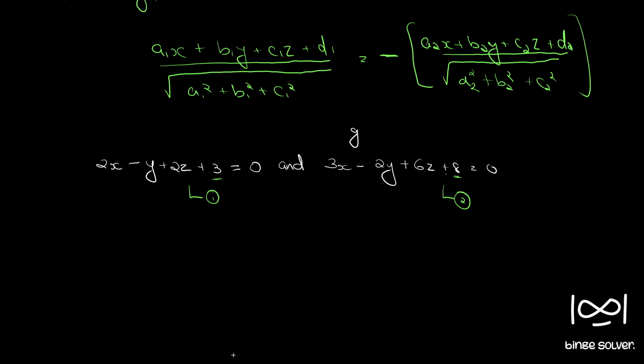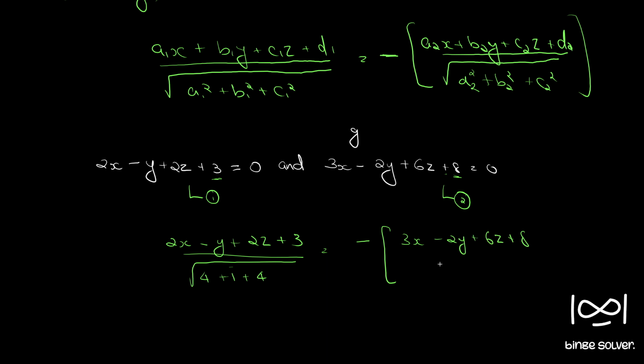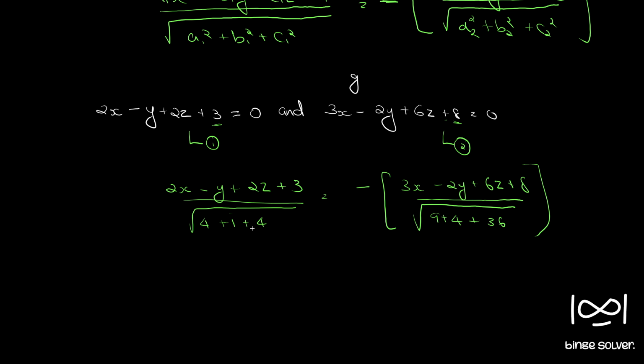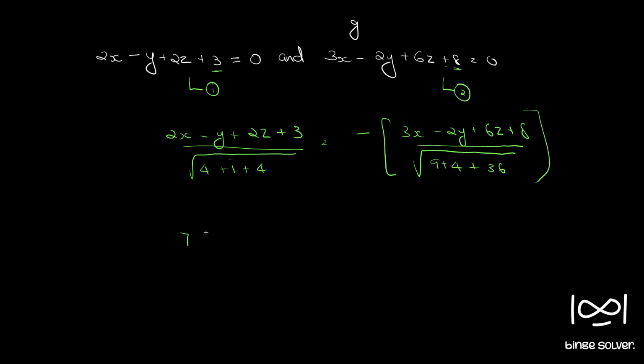From this we can form the equation. (2x - y + 2z + 3) by root of (2 square 4, plus 1, plus 4) equals minus (3x - 2y + 6z + 8) by root of (3 square is 9, 2 square is 4, 6 square is 36). So we get root of 49 and root of 9, that is 7 and 3. So 7 into (2x - y + 2z + 3) equals minus 3 into (3x - 2y + 6z + 8).